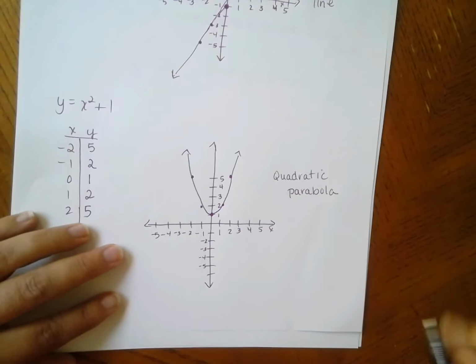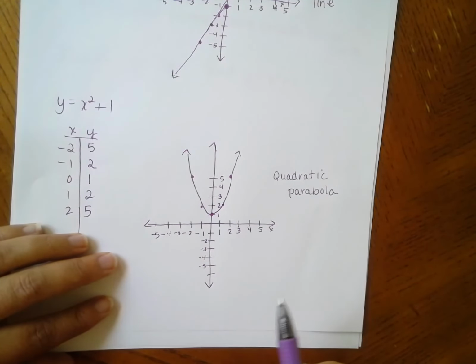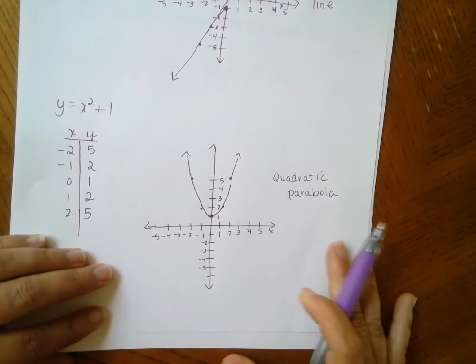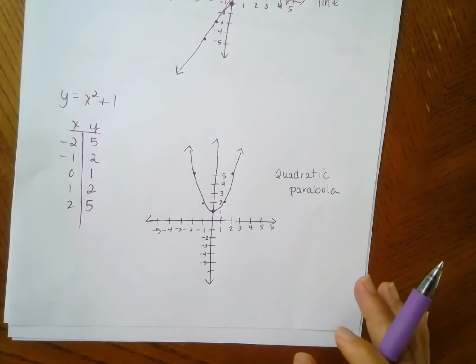This one is the type of function is a quadratic and the graph is a parabola, this U shape here. All right, so this is just the basics on graphing.